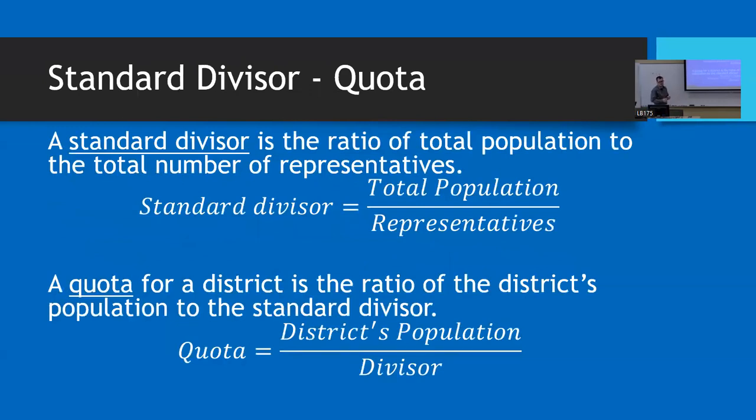So let's talk about what a standard divisor is. The standard divisor that we're going to use is a ratio of the total population to the number of representatives that we want. If you think about that, that basically means how many people per representative, how many people should be represented by each representative in an ideal world. That makes sense? So that's the standard divisor. Total population divided by the total number of representatives.